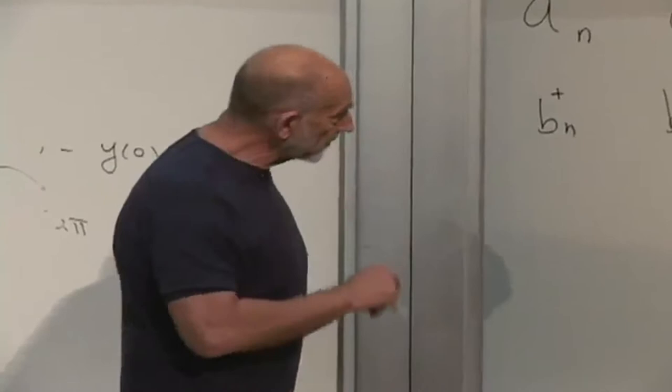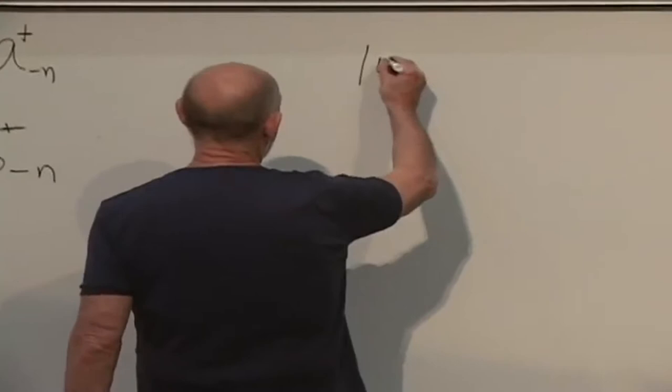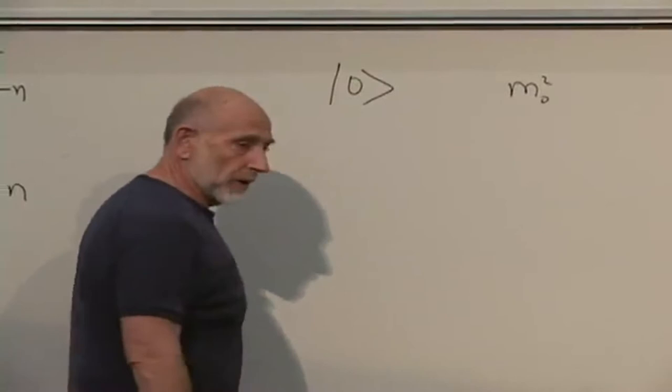Okay, so where are we now? Let's see what we can make. The first thing we can presumably have is the ground state. And whatever the ground state is, it has some mass squared, which I'll just call m naught squared. The ground state has some energy m naught squared.